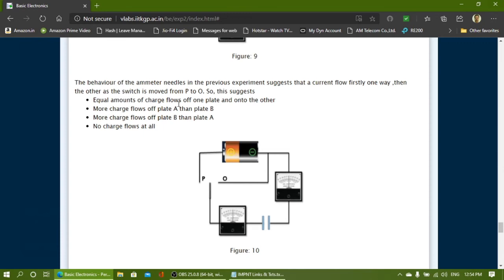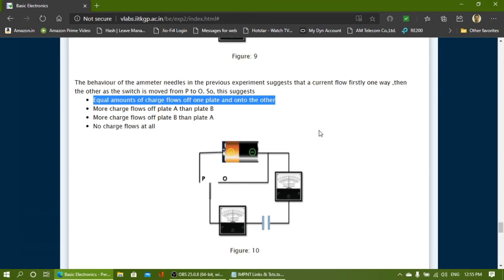Equal amounts of charge flow from one plate to another; more charge flows from plate A to B than from B to A; more charge flows from B to A than from A to B; no charge will flow at all. Which is correct? The first one is correct. Equal amounts of charge flow from one plate to another plate. That is the main functionality of a capacitor.